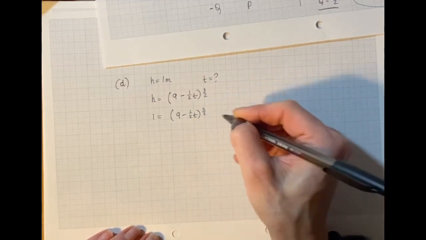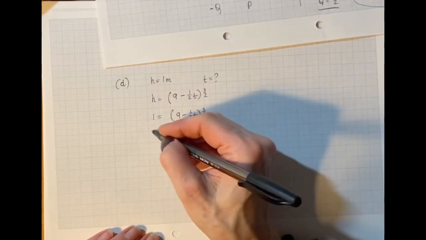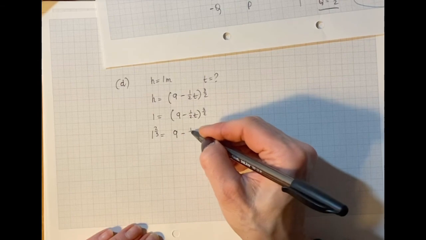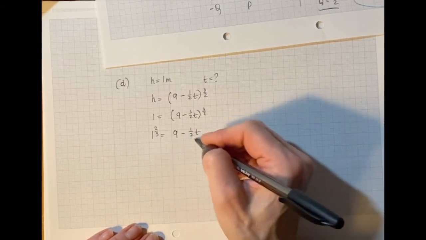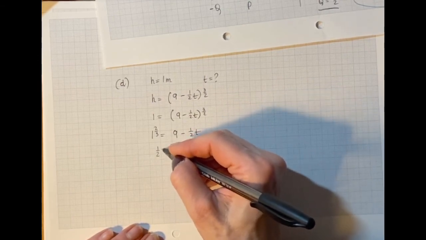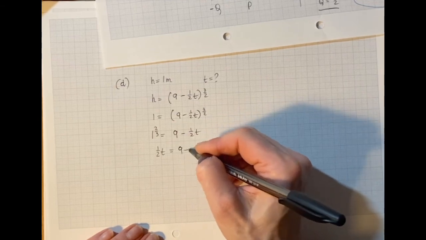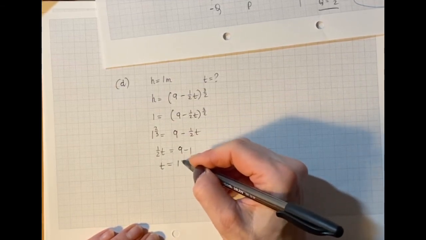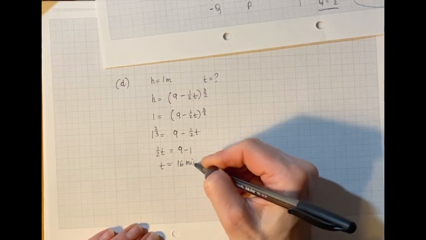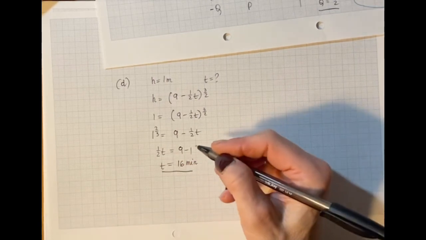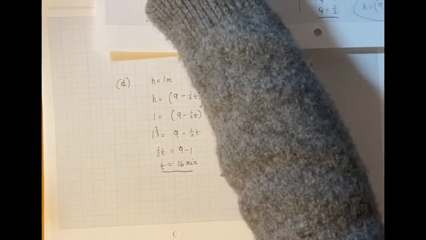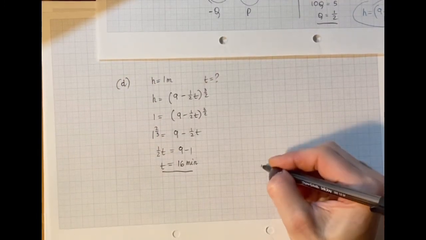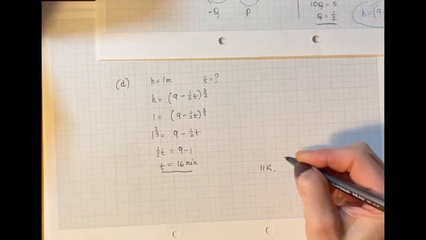So undo that power, so give it a power of 2/3, which is not affecting 1, still 1. So 9 minus a half t, so a half of t is equal to 9 minus 1. So t is going to be 8 times 2, which is 16 minutes. So I believe this is the last example before exercise 11K. Enjoy.